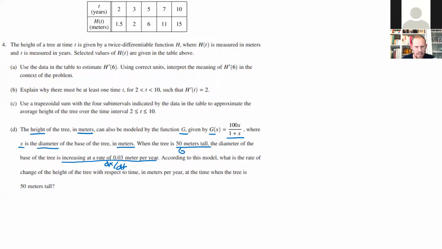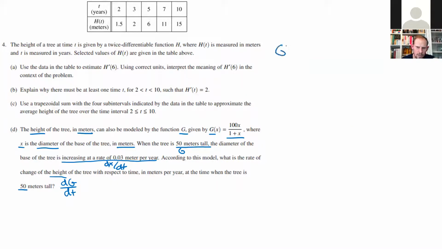Attendance, there we go. According to this model, what is the rate of change in the height? So that's dg/dt, with respect to time, in meters per year at the time when the tree is 50 meters tall. Somebody left and came back for just a second there.